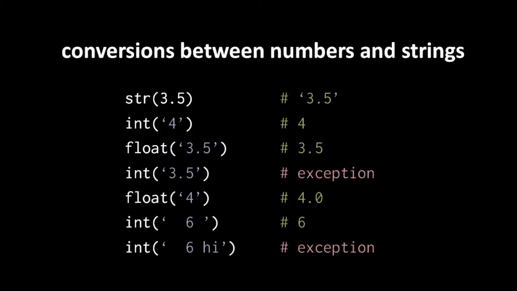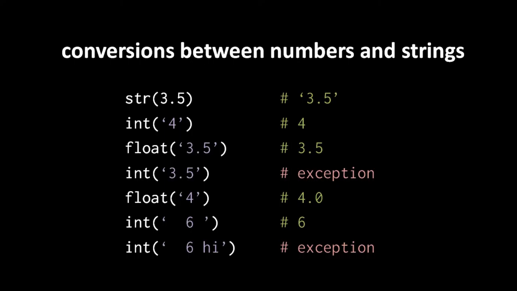A very common thing to do is to take a number object and get from it a string, or take some string and parse it into a number. To convert a number into a string, we simply pass that number to the string constructor. So here, str(3.5) returns a string of three characters reading 3.5. And likewise, if you invoke int with an argument string of a single character of the numeral 4, then that returns an actual number object representing the value 4, an int object. And similarly, float with an argument string of 3.5 then returns an actual float object representing 3.5.